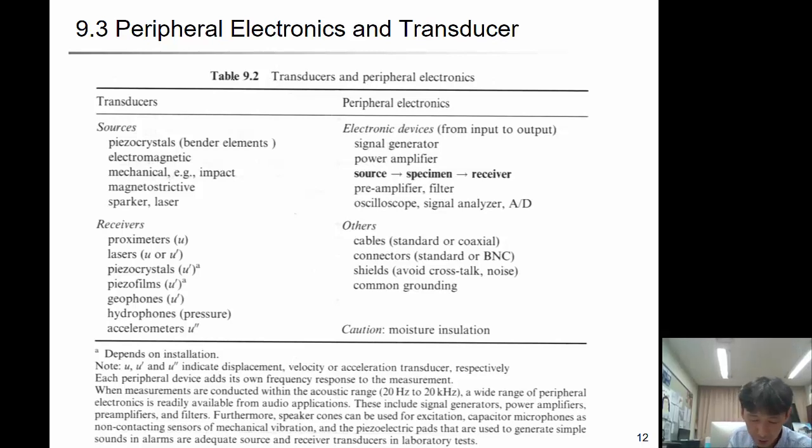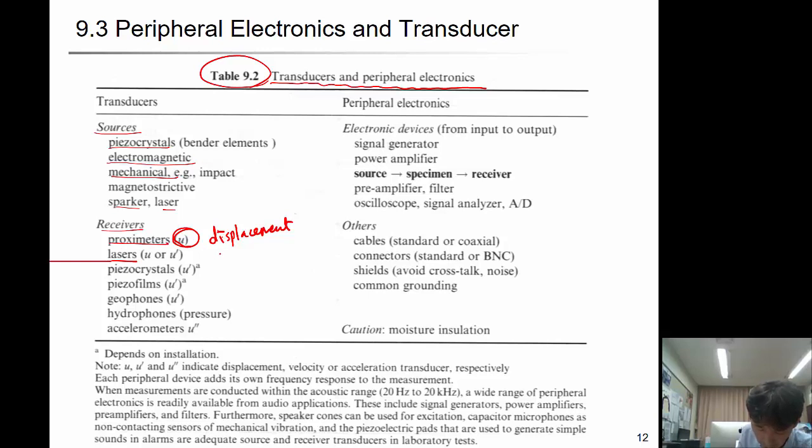So this table shows the typically used transducers and the peripheral electronics, like signal for the source: piezo crystals, electromagnetic drive, the mechanical impact, spark, laser. The receiver is proximeters. It measures the displacement. And laser also can measure the displacement or velocity. U prime is the velocity and U is displacement.